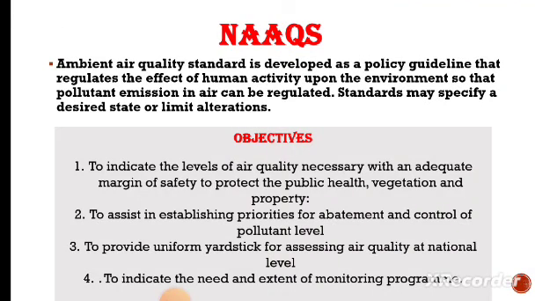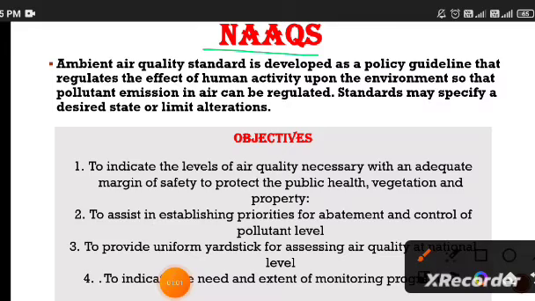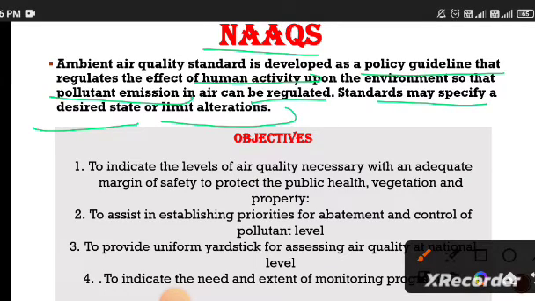First of all, we must know what National Ambient Air Quality Standards are. Ambient Air Quality Standard, as the name suggests, is developed to check the quality of outdoor air, and it is a policy guideline that regulates the emission of different air pollutants which are caused due to human activities. These standards may specify a desired state or limit alterations.